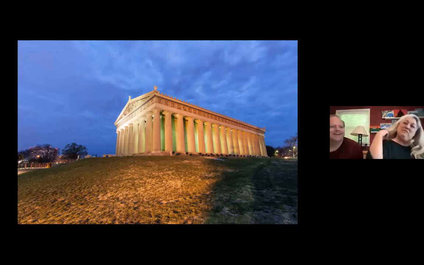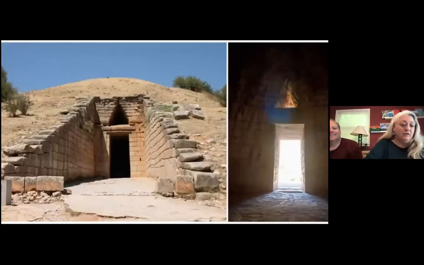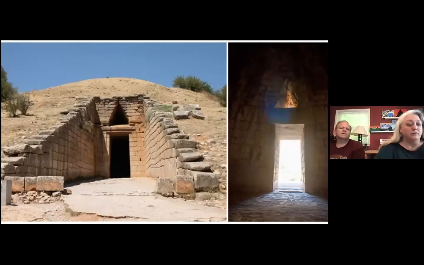But then we also have our next chapter talking about columns, or not columns, about arches. And we're back again here at Mycenae. The Lion's Gate that we saw is part of the citadel wall around this city. And this is part of the Treasury of Atreus. It was also called the tomb of Agamemnon.